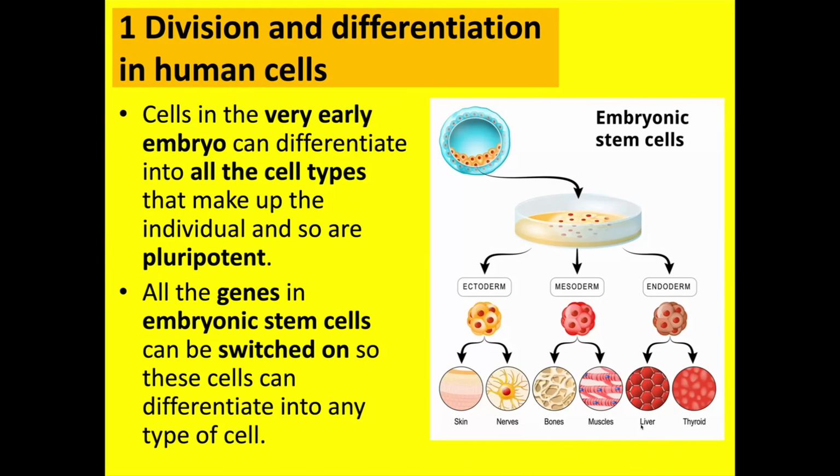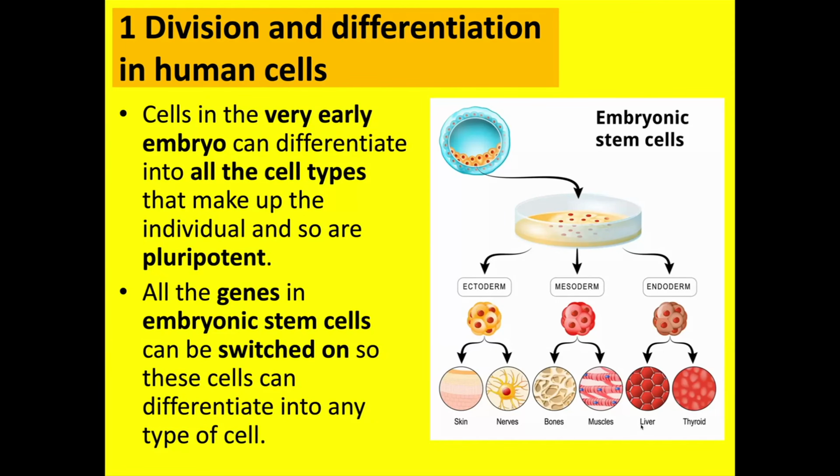So you could take stem cells from this embryo and they would potentially differentiate into any cell type from that individual. They have a much wider range of cells that they can differentiate into compared to the tissue ones. That's because all the genes in embryonic stem cells can be switched on. Now, they won't all be switched on.